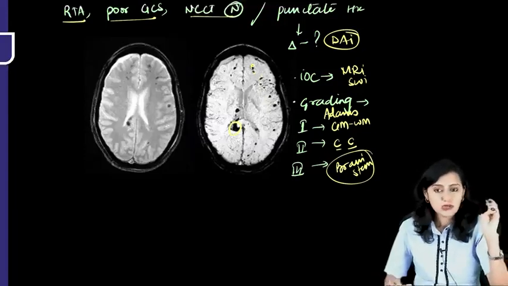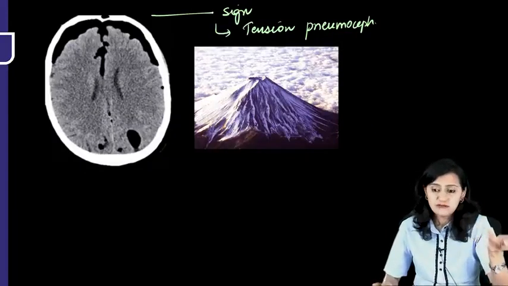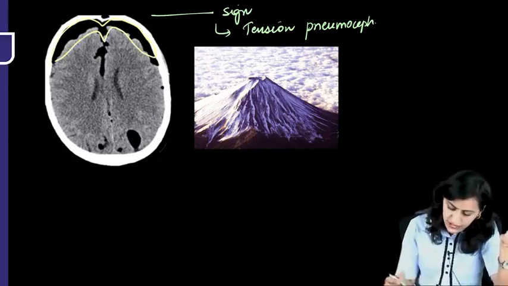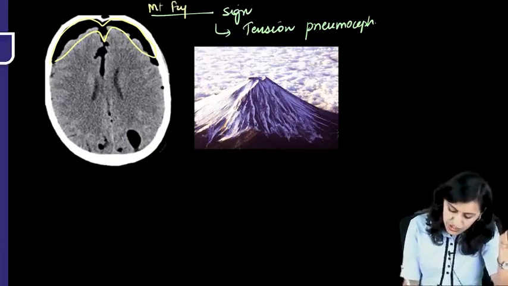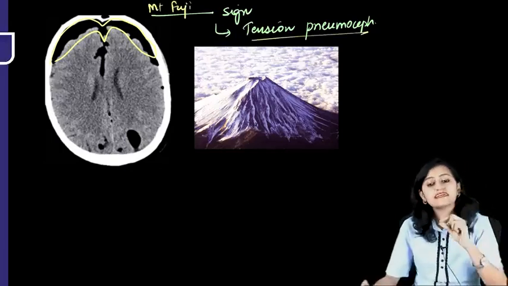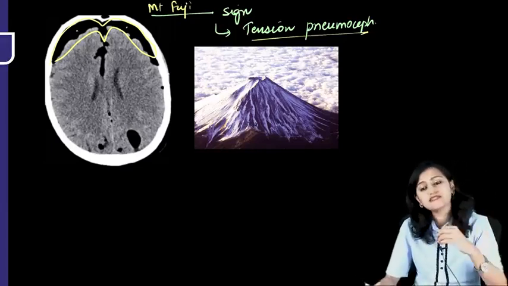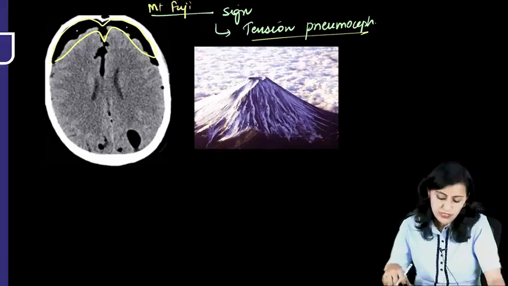Classical history is what we would get. Next, what is this sign in a patient of trauma? This is called the Mount Fuji sign, which is suggestive of tension pneumocephalus. You can see that it is black color air. So this is Mount Fuji sign in tension pneumocephalus.